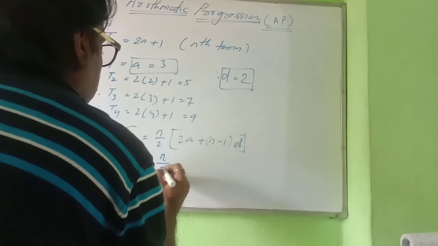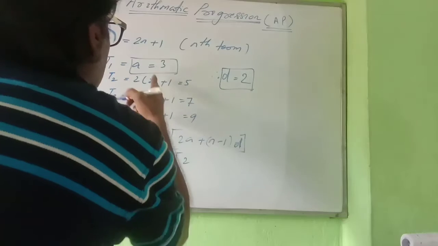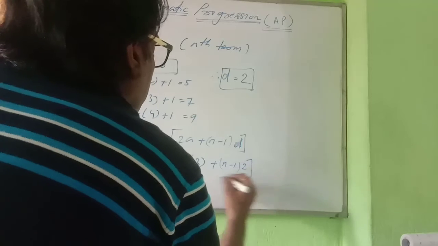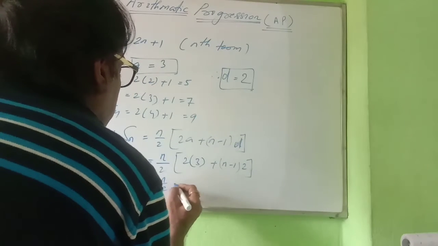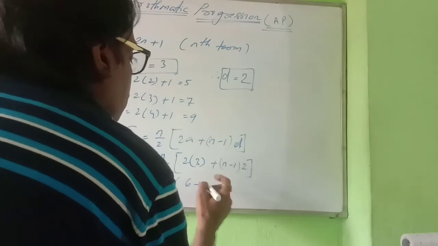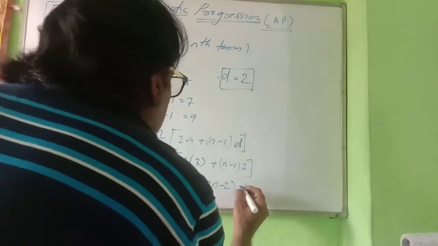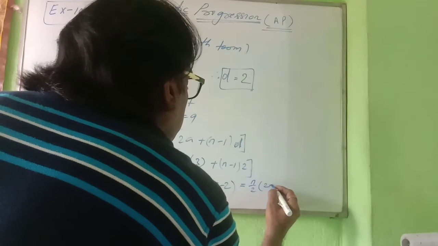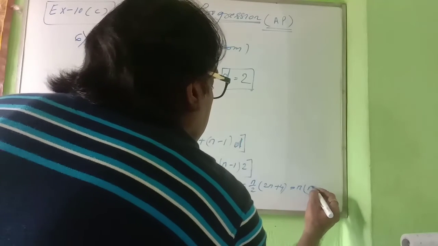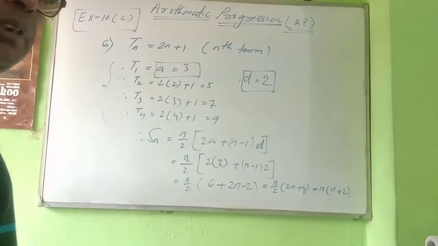Putting the values, n by 2 and 2A. Here A means your first term, that is 3, plus n minus 1. What is the value of D? That is 2. Okay. Now this is coming n by 2 into 6 plus 2n minus 2. It will be 2n plus 4. That means n by 2 into 2n plus 4. Taking 2 common and cancelling these 2, you will get n into n plus 2. This is the answer of number 6 of the Innovative Math book.